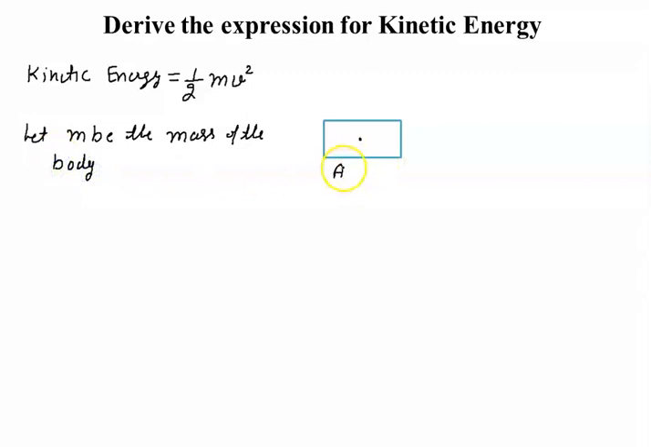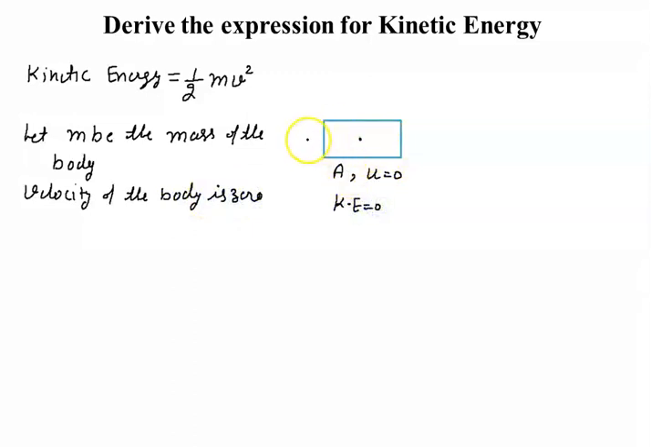Body at point A is at rest, so here its velocity is 0. Velocity of the body is 0. So at point A, its kinetic energy will be 0.